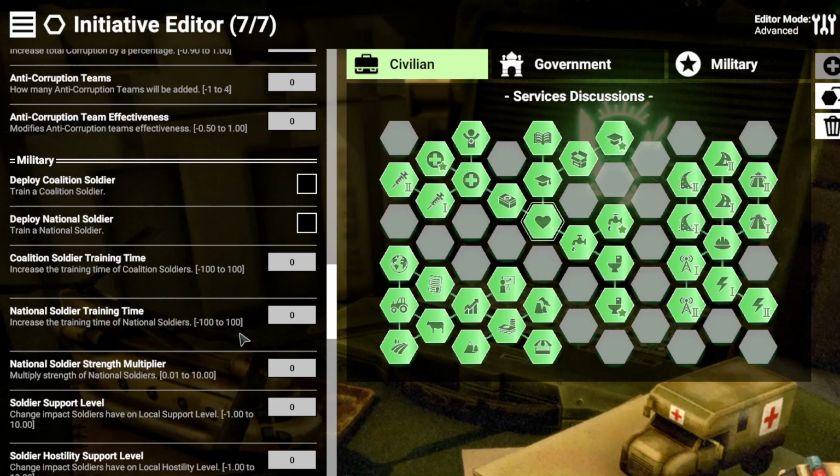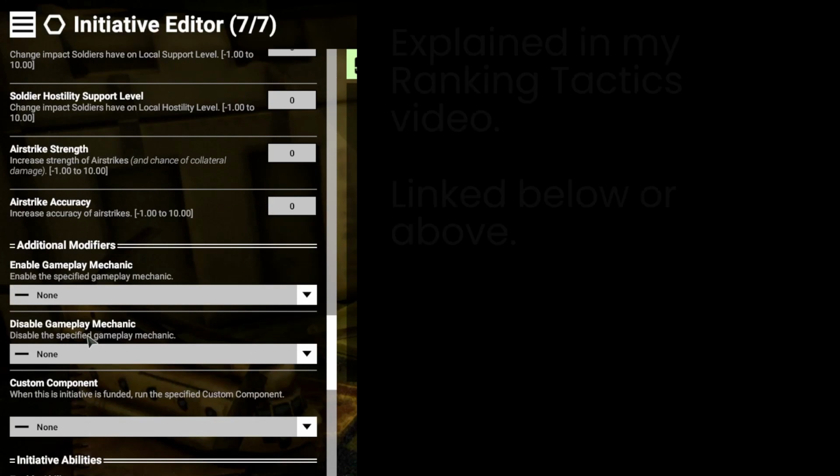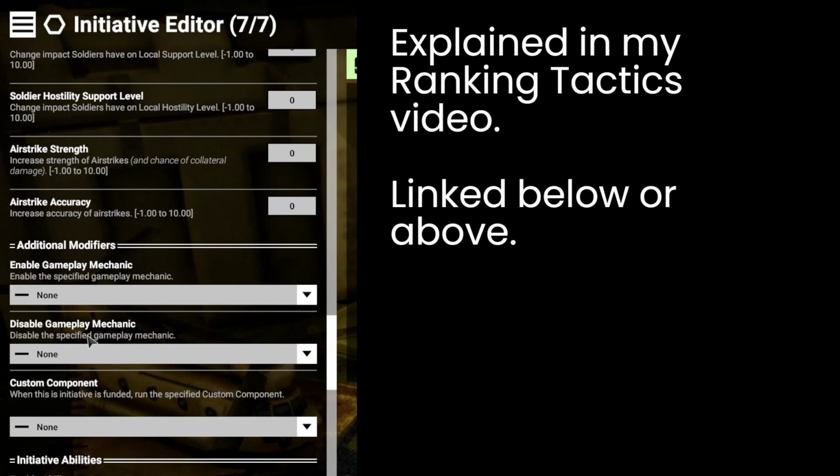Airstrike strength. Change how powerful airstrikes are. Self-explanatory. Airstrike accuracy. Change the rate of civilian casualties. Negative values will cause pop-ups to happen more frequently. Gameplay mechanic. Enable or disable gameplay tactics. The list of functionality is linked in the top of the description, and these are the notes.